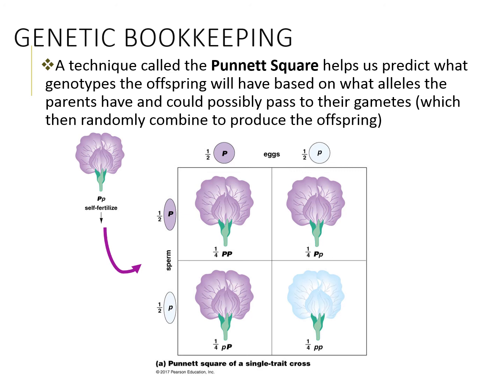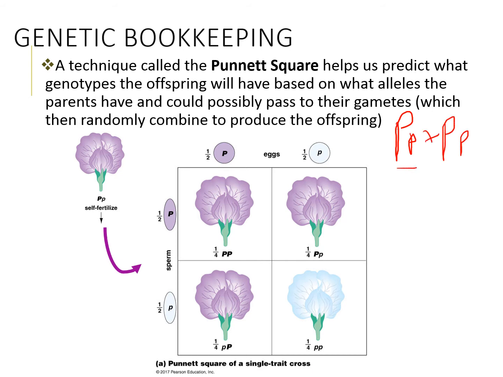So, genetic bookkeeping. A technique called the Punnett square helps us predict what genotype the offspring will have, based on what alleles the parents have and could possibly pass to their gametes, which then randomly combine to produce the offspring. So that F1 self-cross. I'll write it out again. Big P, little p, crossed with big P, little p.